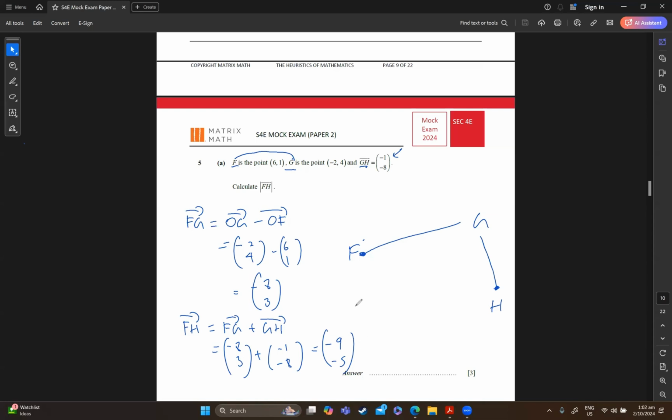Okay, so once you're done with this, right, you want to find the magnitude. Okay, so FH is -9 squared plus -5 squared, square root, is 10.295. So roughly it is 10.3.